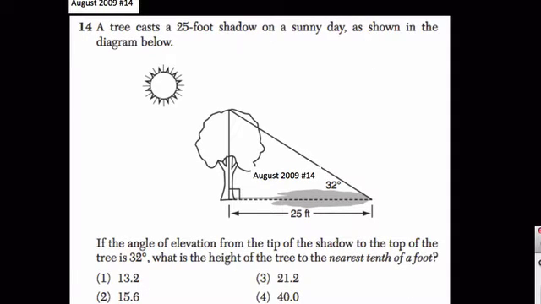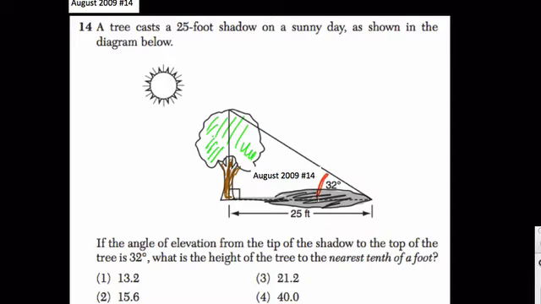Okay, so here we're told we have this tree right here, and you can see that this tree is forming a shadow. So they're focusing on this tree right here, I guess representing the leg of a right triangle. And here's the shadow right down here, and we're told that this shadow is 25 feet long on a sunny day. So we're going to assume it's 25 feet long. And the angle of elevation from the tip of the shadow to the top of the tree is 32 degrees.